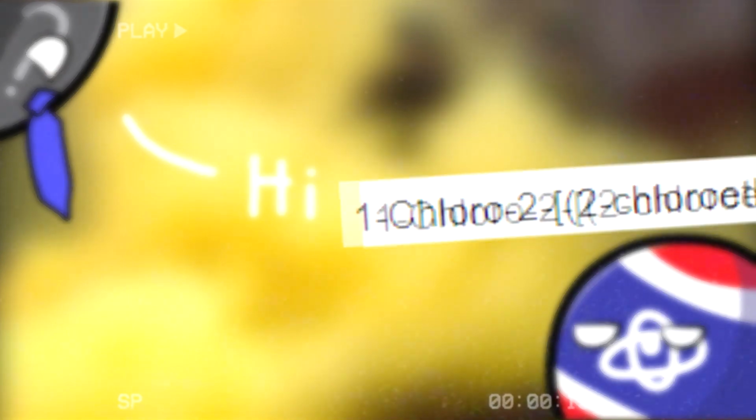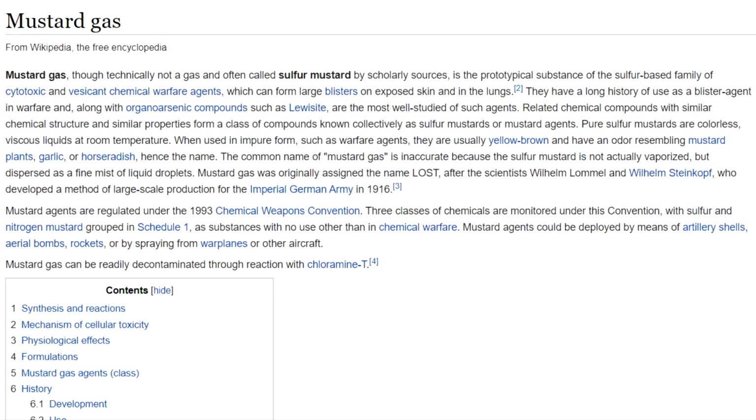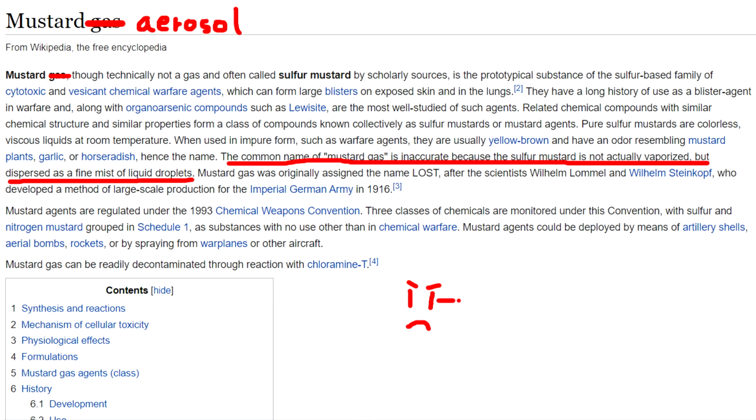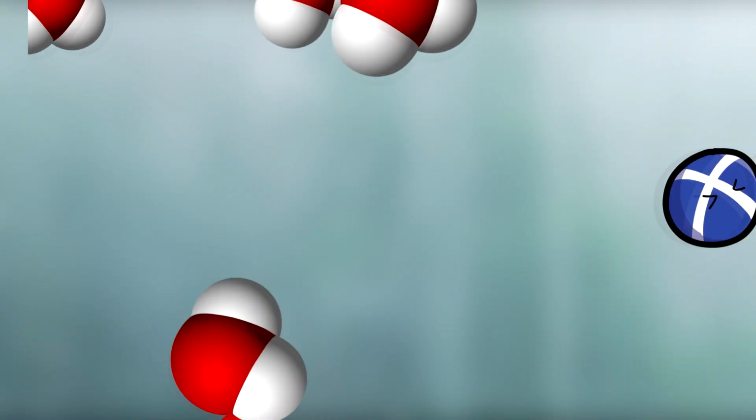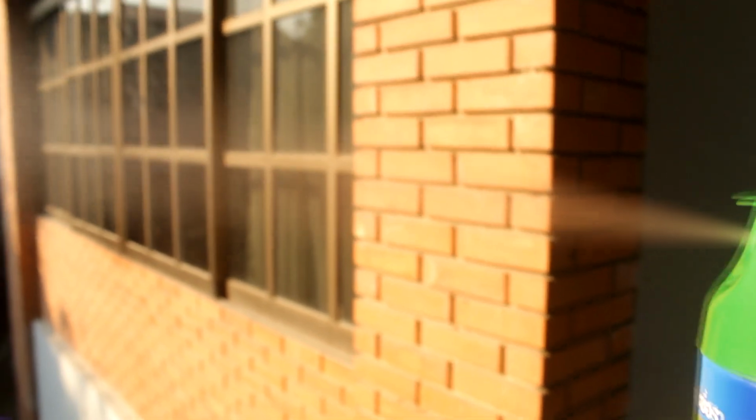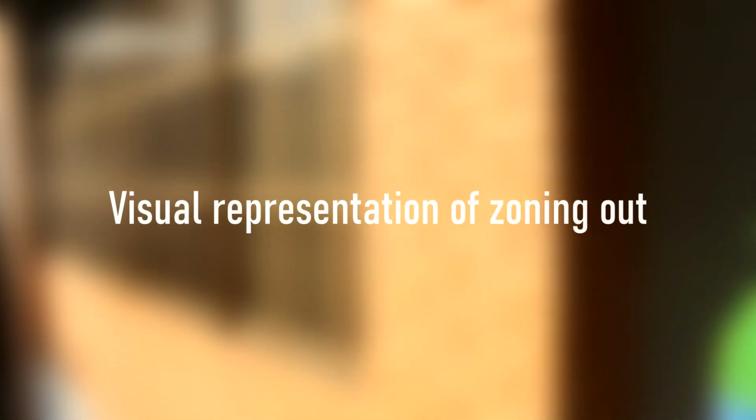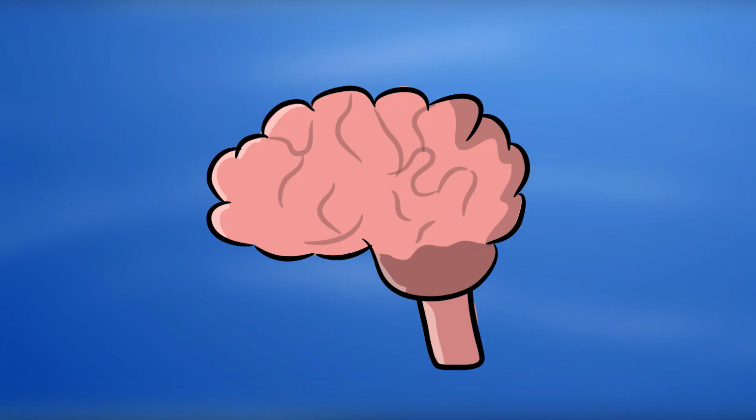Mustard gas, or if you want to get professional, 1-chloro, 2-chloro, sulfonyl F8. I'm not joking, by the way. Has some problems with its name. It's technically not a gas, but an aerosol. Basically, small liquid particles in a gas. Kinda like this. So, with that out of the way, it's not a gas.